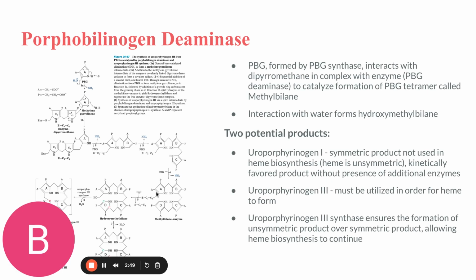We have two possible products. We have uroporphyrinogen I, which is a symmetric product. We don't want it because heme is non-symmetric. We don't use this product. Or we have uroporphyrinogen III, which must be utilized in order for heme to form, and the use of uroporphyrinogen III synthase ensures formation of the unsymmetric product over the symmetric product, and heme biosynthesis can continue.